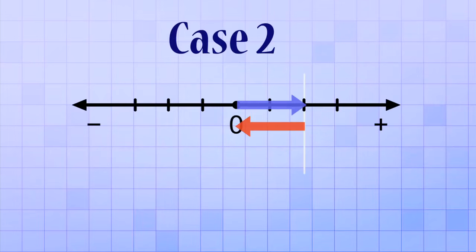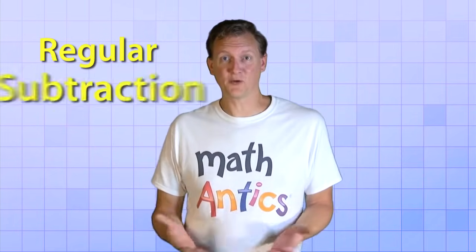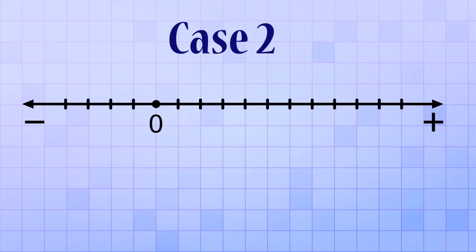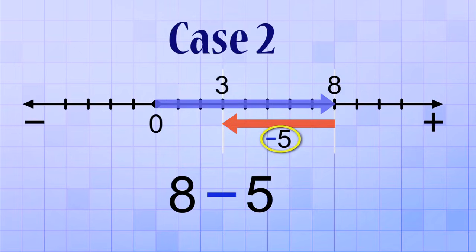In case 2, you start with a positive number, but you make it more negative. That is, you do something to it that makes its value smaller or moves it to the left on the number line. But that's just like regular subtraction, like you already know how to do. For example, here we have the problem 8 minus 5. We start with positive 8, but we make it more negative by subtracting 5 from it. Subtracting 5 moves it to the left on the number line down to 3 as our answer.